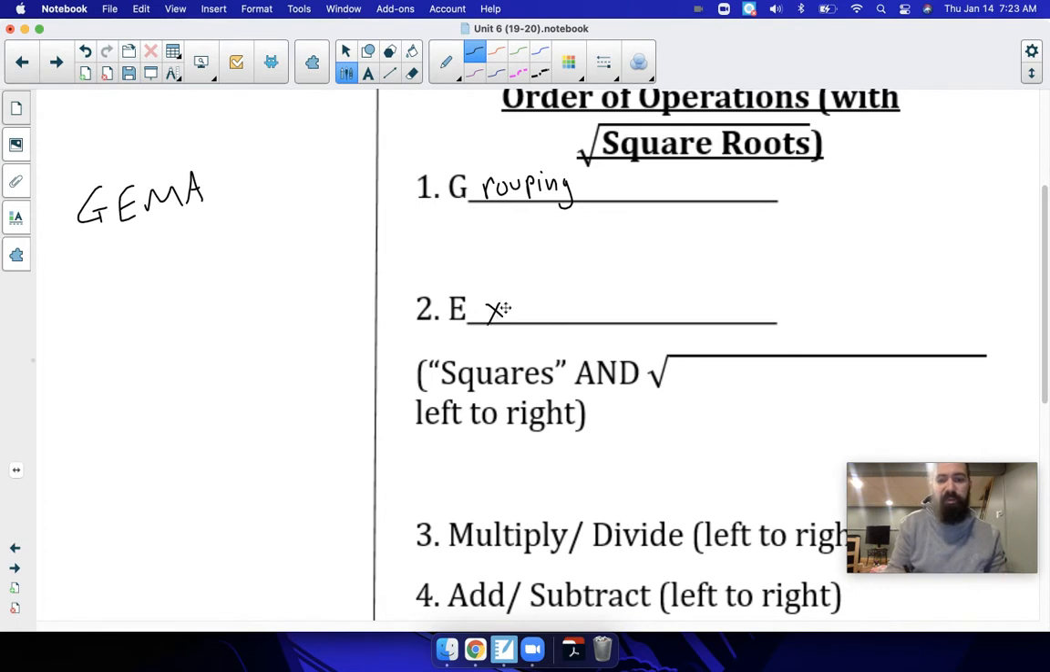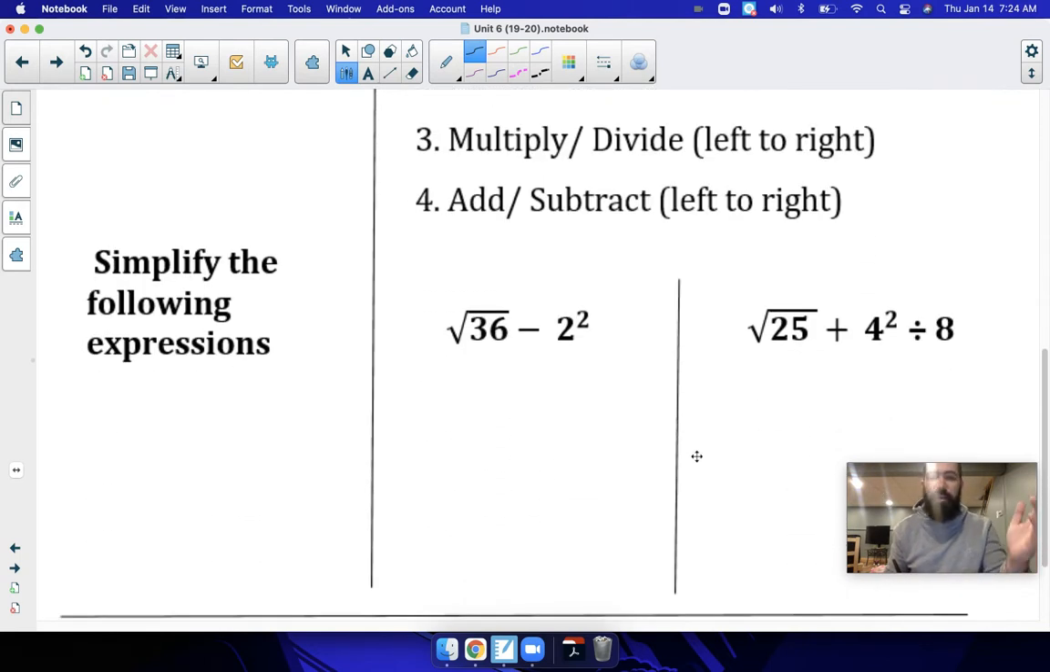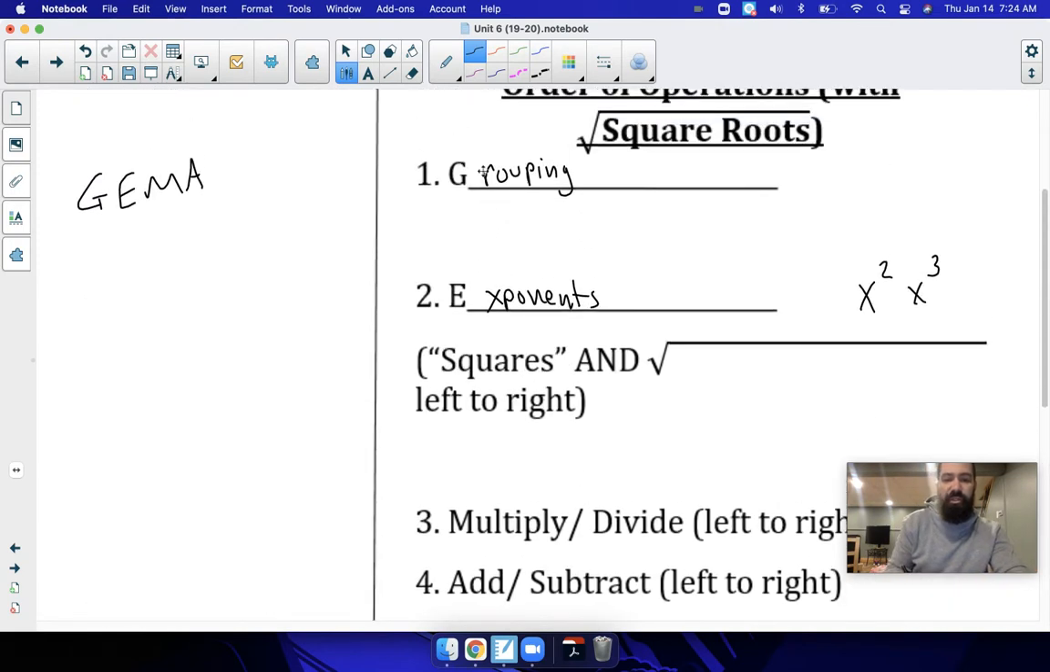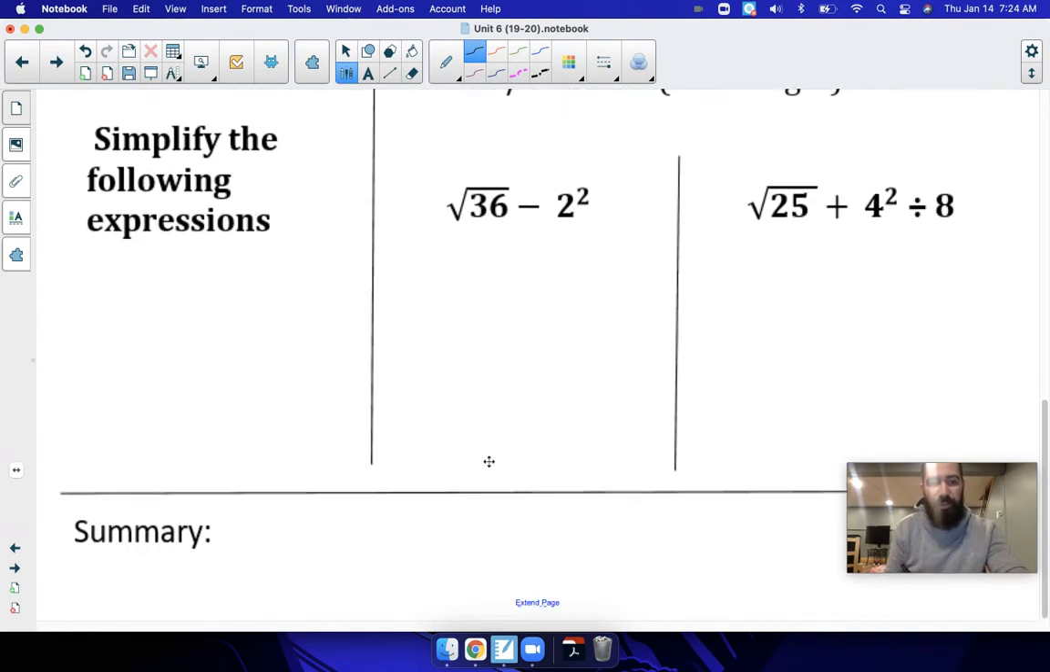And then we have exponents. That's the same as before. Exponents, which would be squares and square roots. So if you have a square or a cube, that's an exponent, but also square roots, and in order left to right. So if you have both of those in the expression, you would work left to right. Then we are going to multiply and divide left to right, and then add and subtract left to right. Again, GEMA, G-E-M-A.